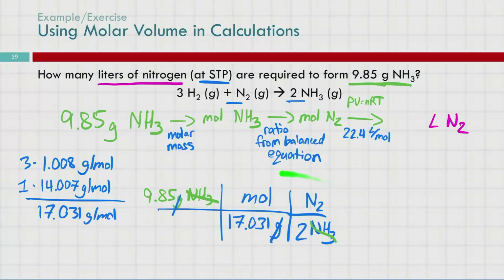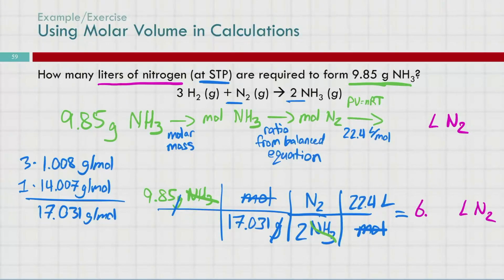We've now got moles of N2, and since we're at STP, we can use this 22.4 liters per mole as a shortcut. The other option would be to use our PV equals nRT. They'll give you the same answer. So 22.4 liters for every 1 mole of gas. And our end units are liters of nitrogen gas. Should end up with 6.48 liters of N2.